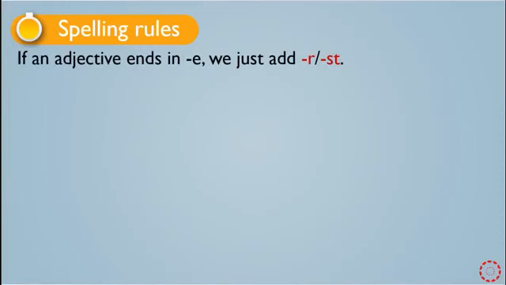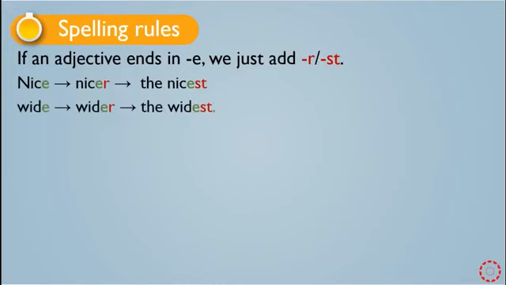We have some spelling rules. When we make the comparative and the superlative form of the adjective, we have to know some spelling rules. If an adjective ends in E, we just add R or ST. Like nice, nicer, the nicest. Wide, wider, the widest. Because we have E at the end of these two adjectives, that's why we just add R to the comparative and ST to the superlative form.